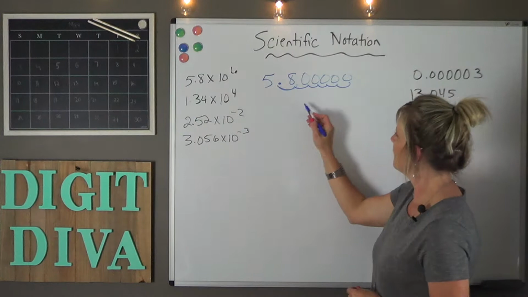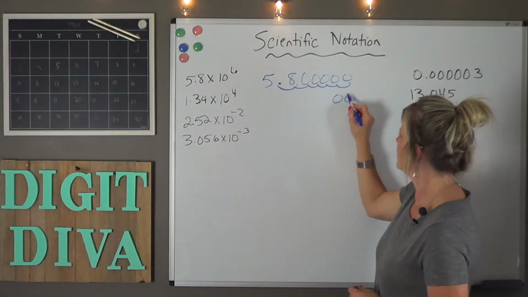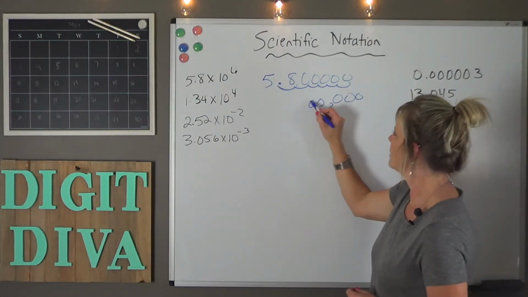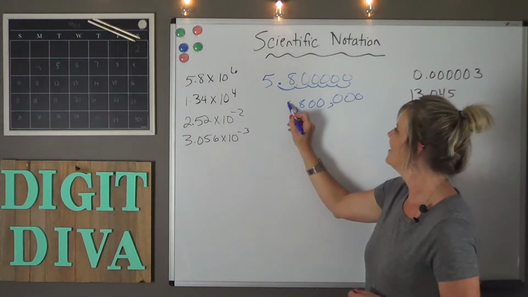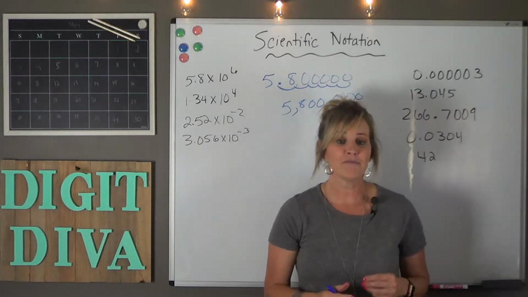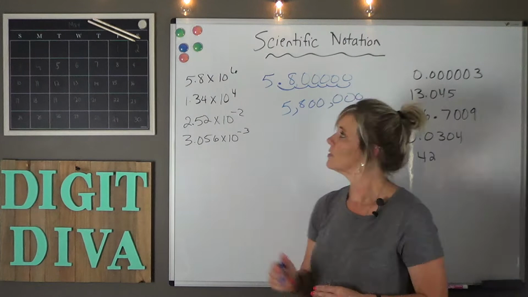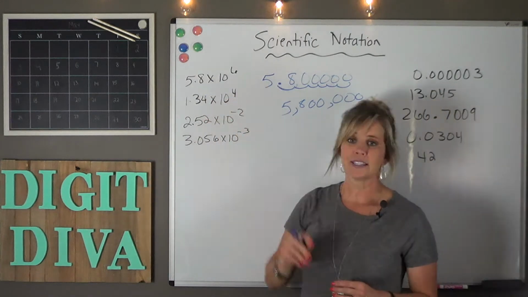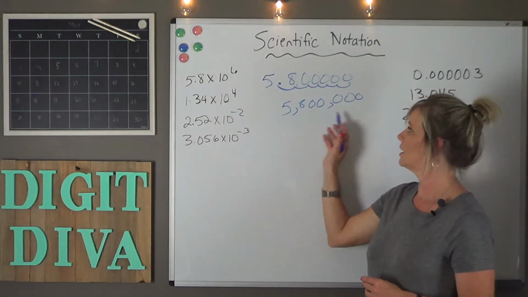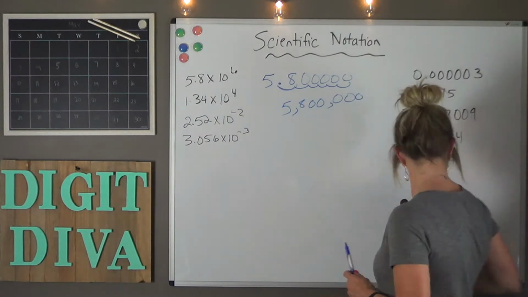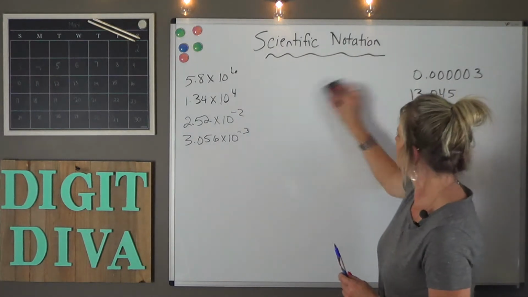Then I need to clean it up. I come back 3 times and I add a 0. Come back 3 times, add a comma. So my final answer would be 5,800,000. 5.8 times 10 to the 6th would be 5,800,000. Okay, look at my next example.